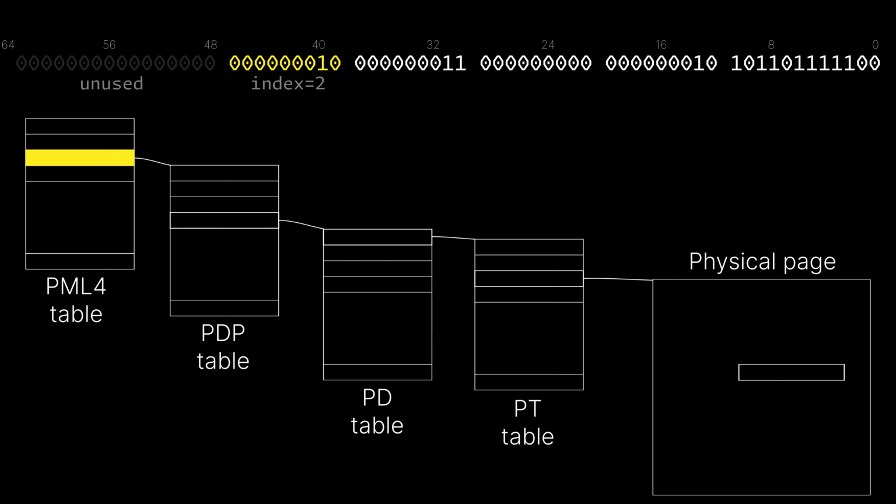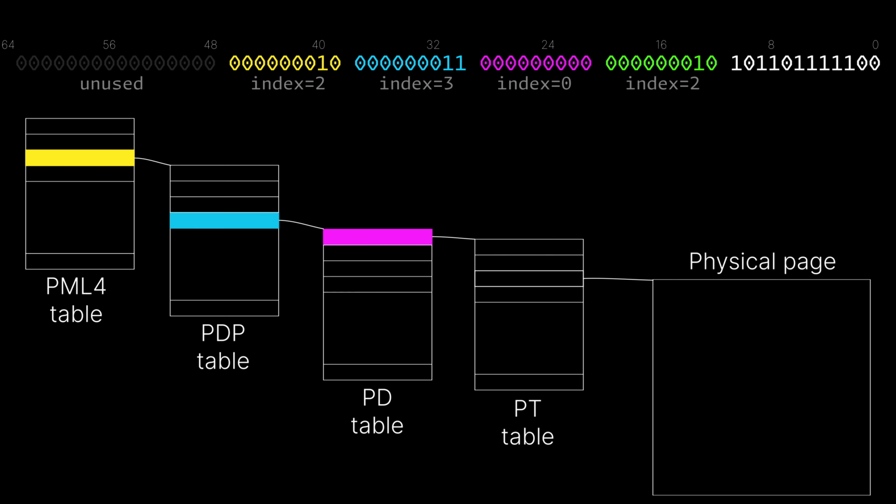The address read from the PML4 entry is the physical address of the PDP page. We use bits 30 to 38, again 9 bits, to index into the PDP. The address read from it is the physical address of the corresponding PD. We use bits 21 to 29 to index into that to get the page table entry. Bits 12 to 20 are used to get the actual physical page from the virtual address. But we're not done yet.